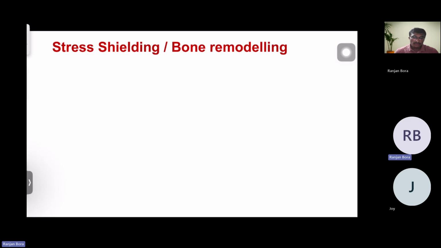Okay, so that was the assignment from last week. Now I'm going to explain some concepts from this week and also some concepts from last week. I will first explain the concepts, and after that I will solve some numerical problems using these concepts. So first one is the stress shielding or bone remodeling.